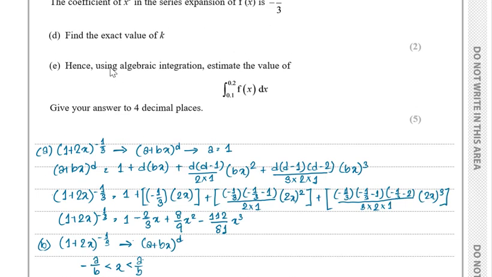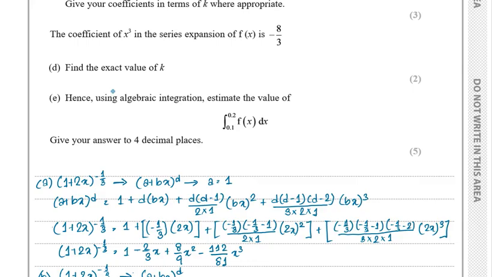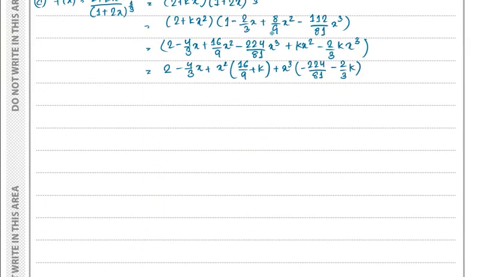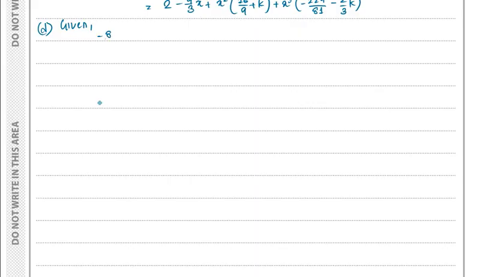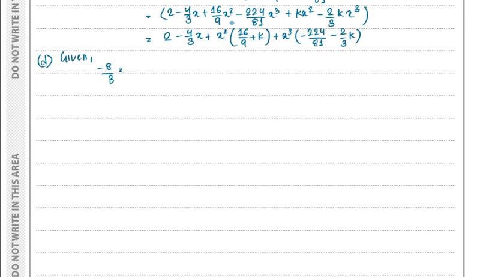For part D, they have said that the coefficient of x cubed in the series expansion of fx is minus 8 by 3. So they have already given the coefficient of x cubed, and we got the coefficient of x cubed to be minus 224 by 81 minus 2 by 3k. So given the coefficient is minus 8 by 3, so minus 8 by 3 is the given coefficient, and we got minus 224 by 81 minus 2 by 3k. I really don't know why my handwriting is so bad today.